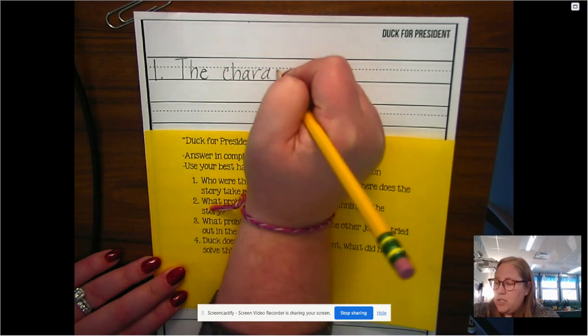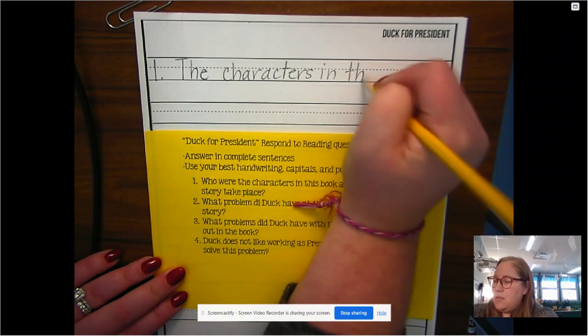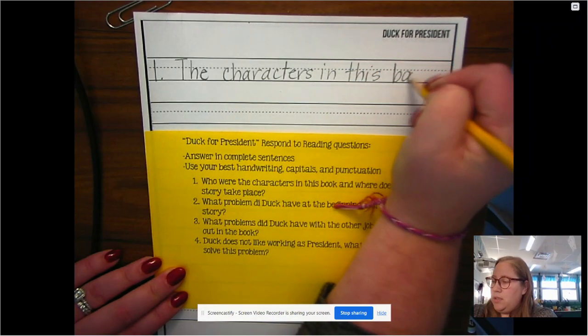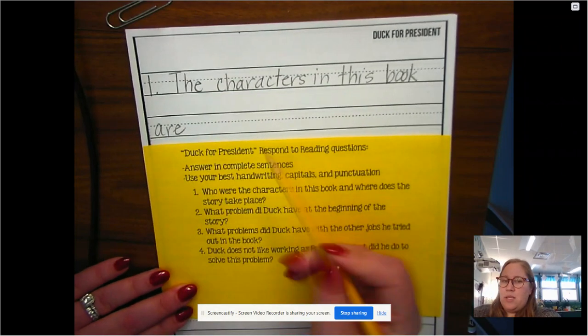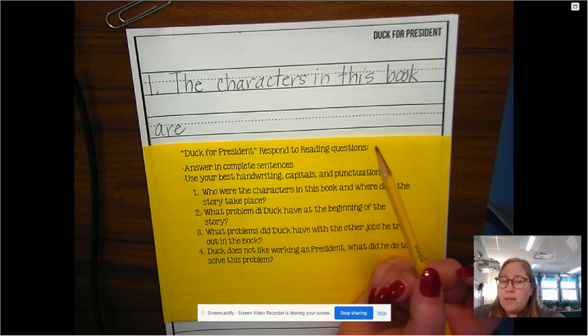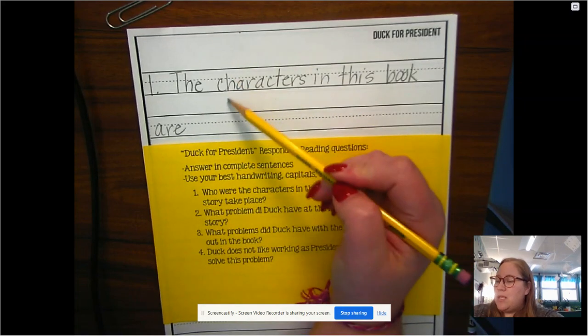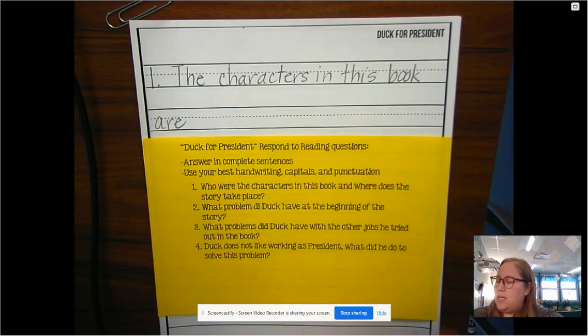the characters in this book are. Notice that I'm using my best handwriting, that I'm using these lines to guide the size and shape of my letters, that my sticky uppies are sticking up all the way to the top line. That one's a little short, we'll fix it. But I'm doing my best to make sure that I'm using those lines to do my best handwriting.